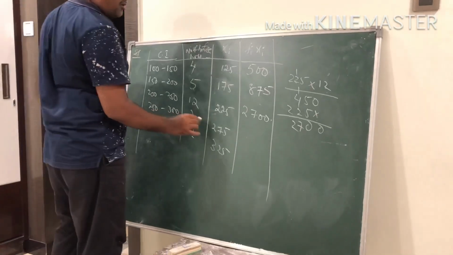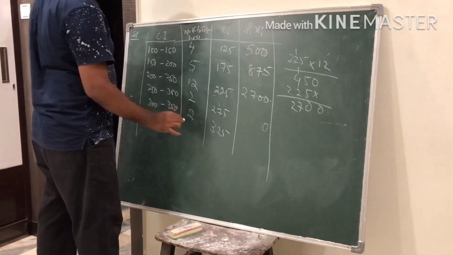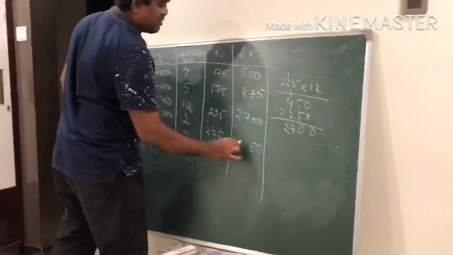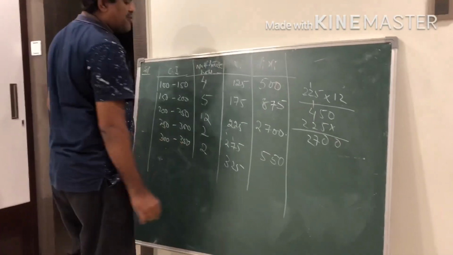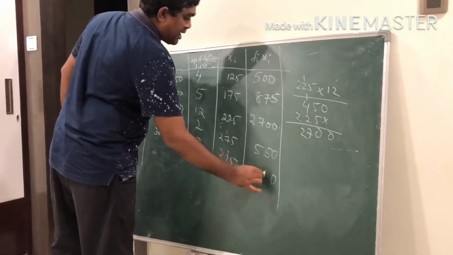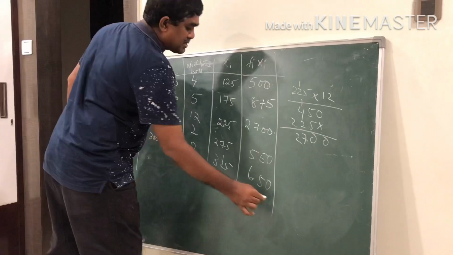Simple one. 2 5s are 10, 2 7s are 14, 2 2s are 4, so 550. Again 2 into 325. 2 5s are 10, 2 2s are 4, 2 3s are 6. So 650.